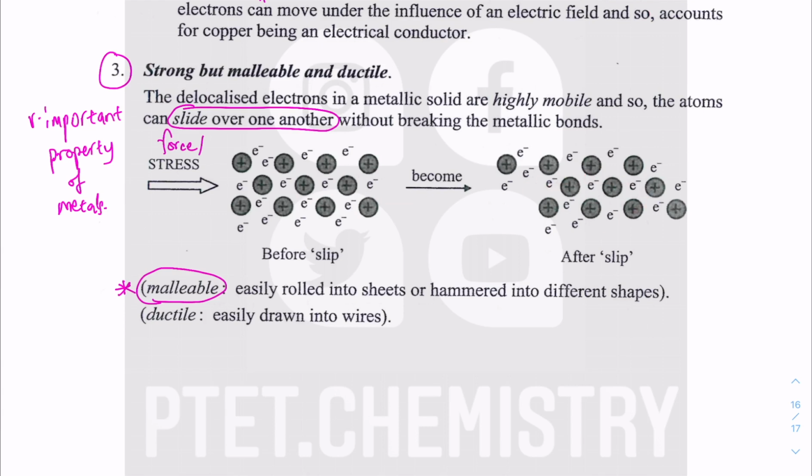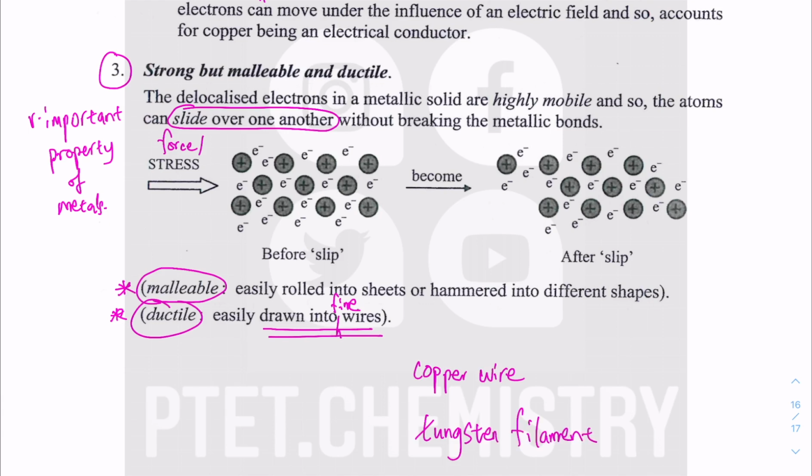All right, the other one is that a metal can be drawn into fine wire. So this is a property of metal called ductile, ductile. So these two are very important. Metals are malleable, metals are ductile. So ductile means it can be drawn into fine wire. If you think about copper wire, or when you think about tungsten filament, so you must have heard of tungsten filament in a light bulb.